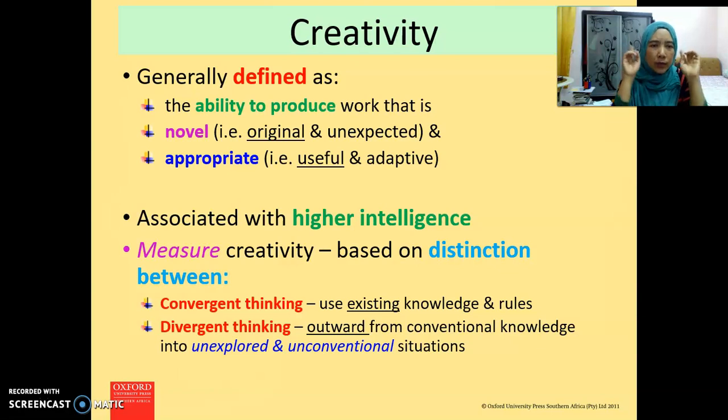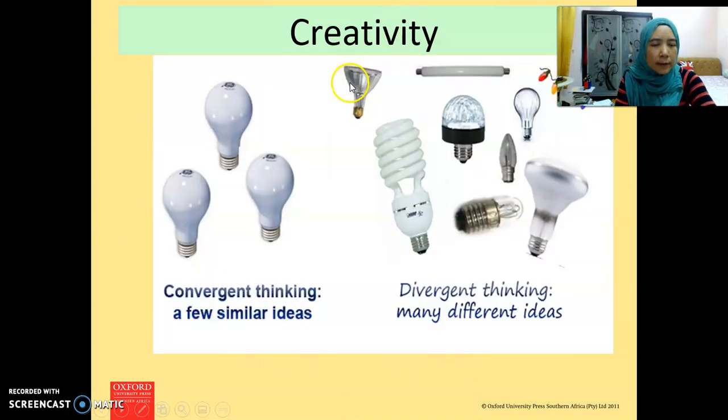So convergent thinking is just like normal thinking. We use existing knowledge that we have, we just adopt rules, and we just base it on the existing knowledge that we learned previously. Divergent thinking is the opposite of convergent thinking. It's going outwards from the conventional knowledge into unexplored or unconventional situations. So this is something new, something creative. So divergent thinking is associated more with creativity.